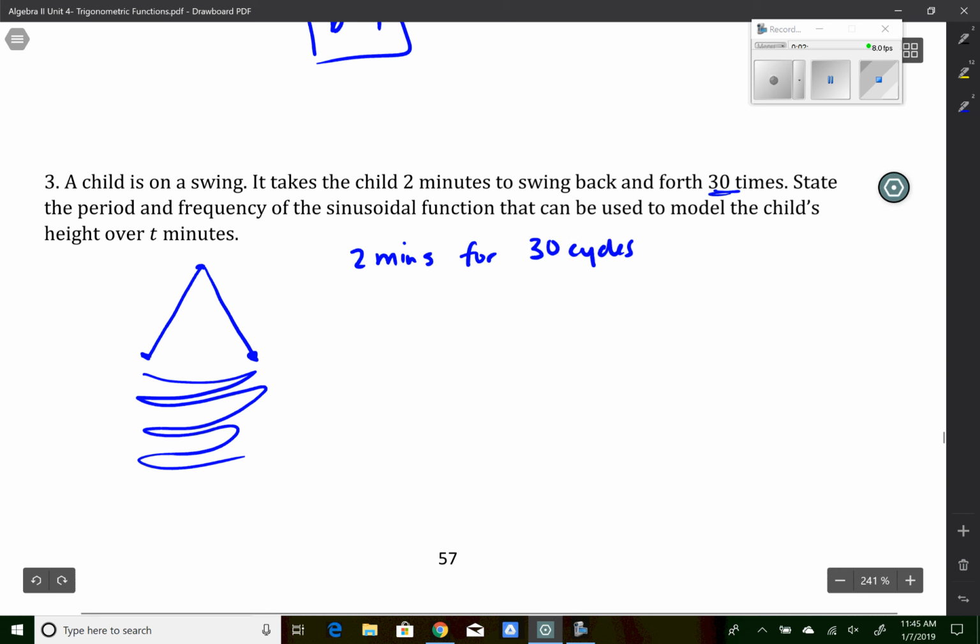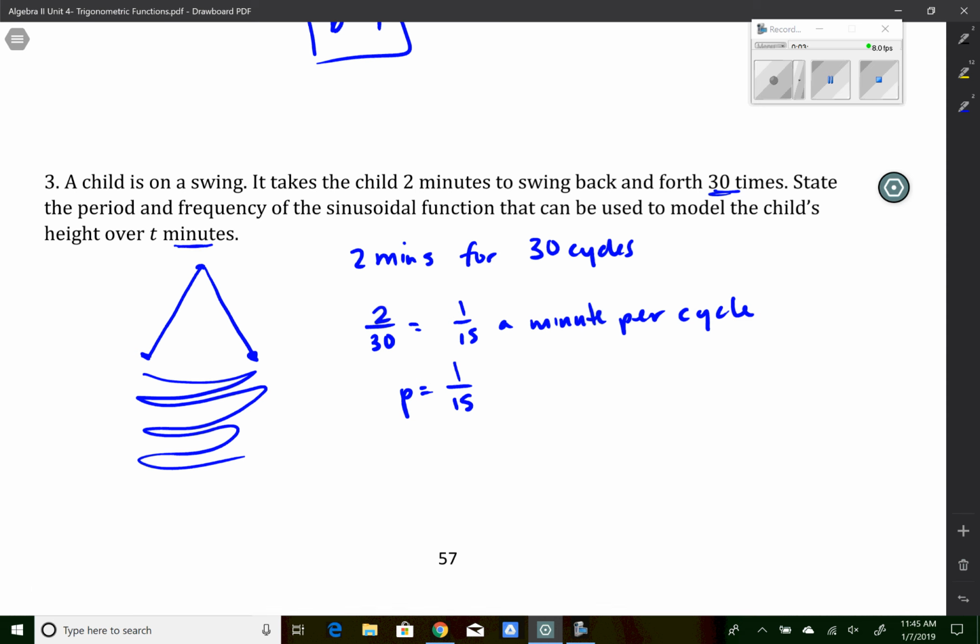So if I want to figure out how long it takes to make one cycle, I could take 2 minutes and divide it by 30, and I would get 1/15 of a minute per cycle, which is the period, because it says everything is in terms of minutes. Then it says state the period and frequency. So I know the period.